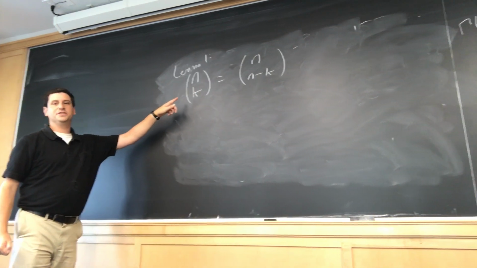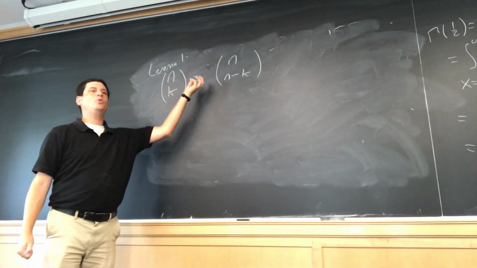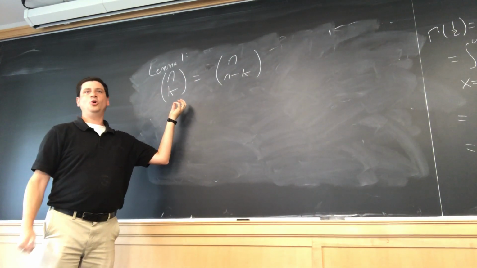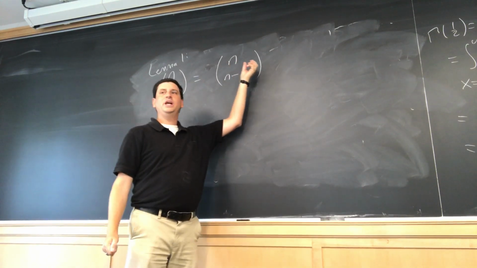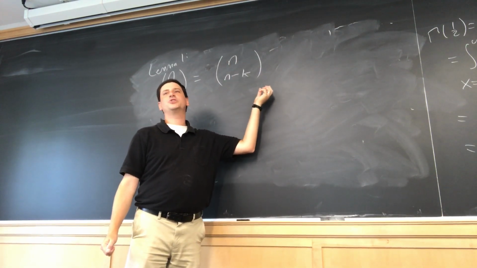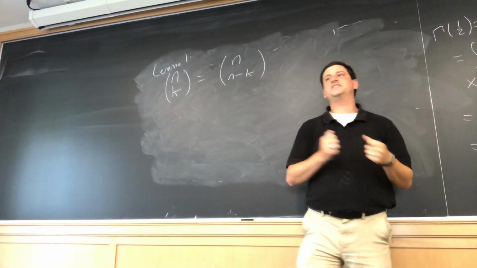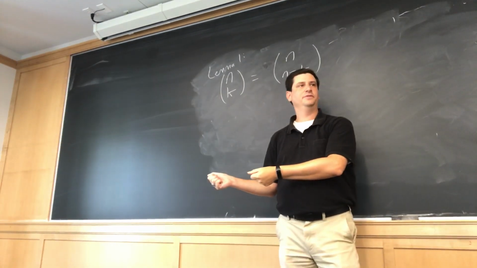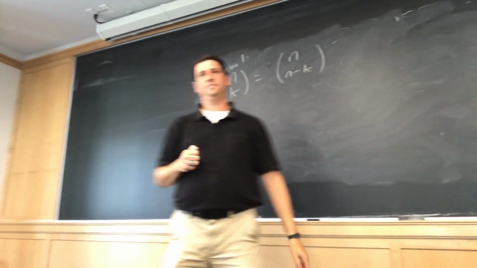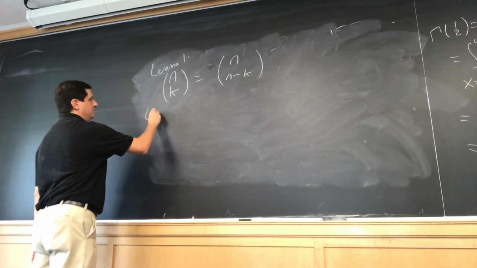Here's two ways to look at this. I have n people, and I want to choose k people. Or I have n people, and I want to choose n minus k people to exclude. Well, if you're choosing n minus k people to exclude, that's the same as choosing k people to include. So the two are the same. So that's the first lemma.